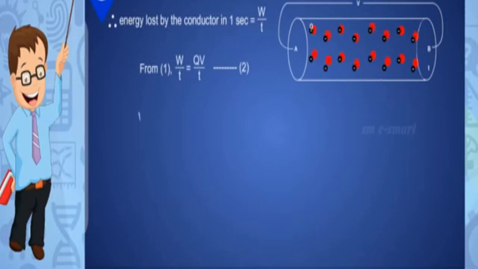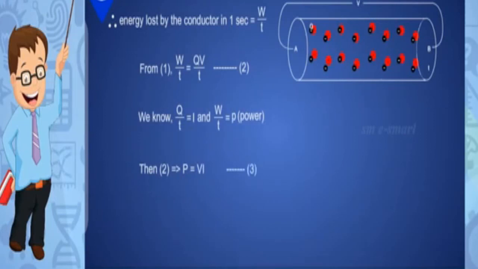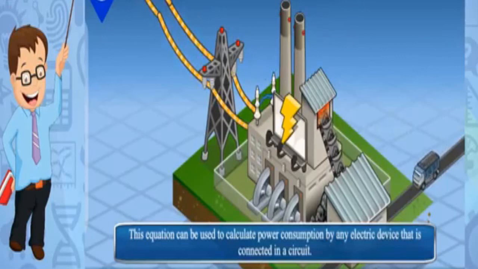We know Q by t equals I and W by t equals P, which is the power. Then from equation 2, P equals VI. Let us consider it as equation 3. This equation can be used to calculate power consumption by any electric device that is connected in a circuit.